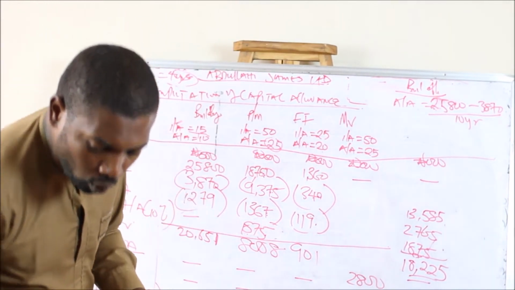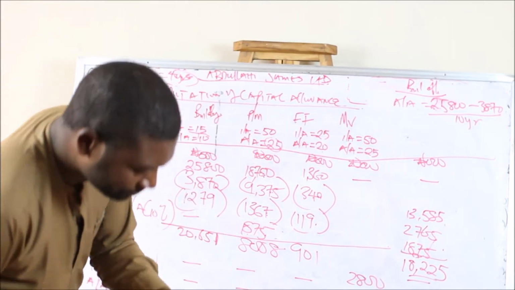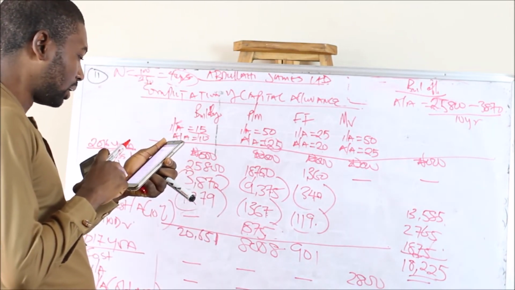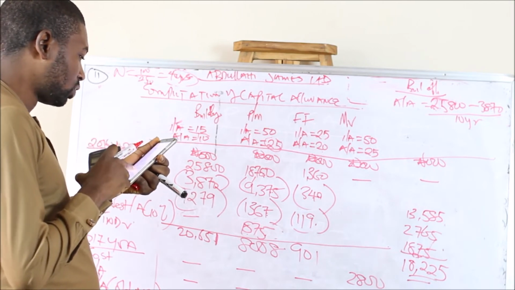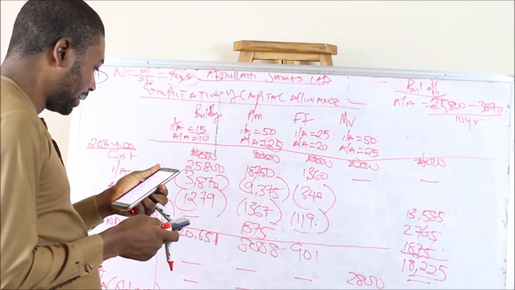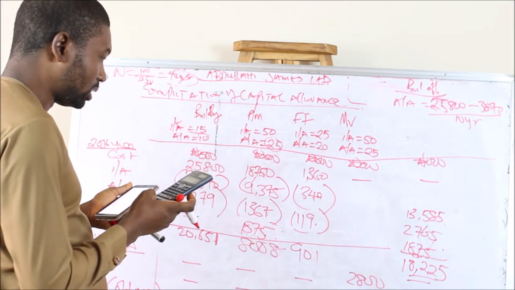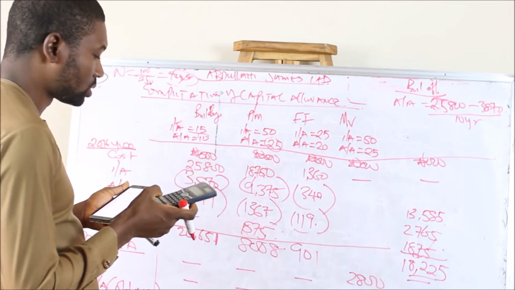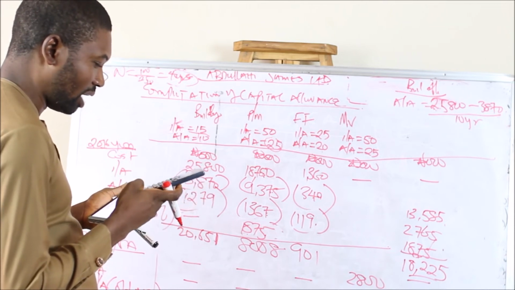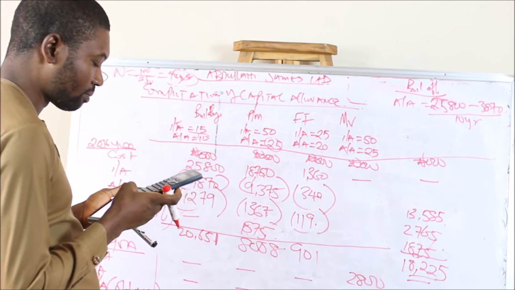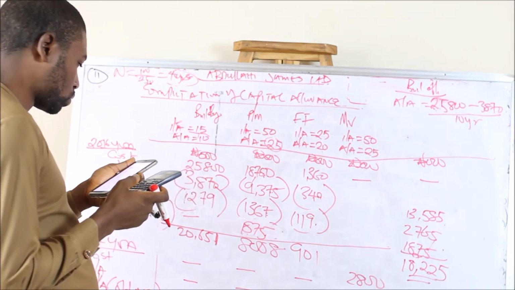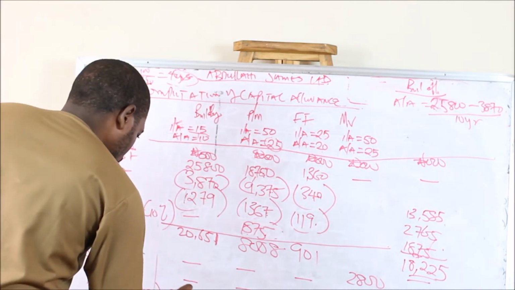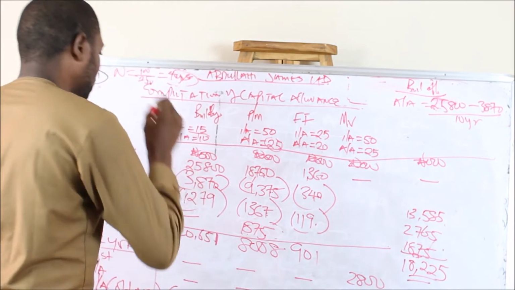So you have to go and minus that figure there. So the annual allowance for that year: 25,800, you press your calculator, minus 3,870, whatever you have, divide by 10. It's going to give you 2,193. So 2,193 is the annual allowance for that particular period.